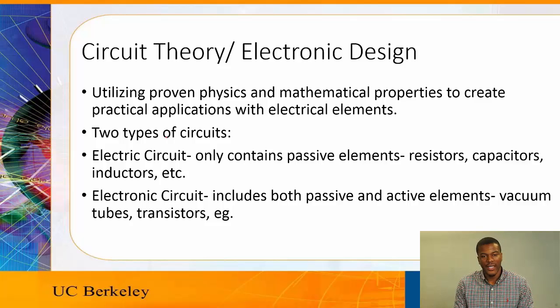An electric circuit only contains passive elements, which are resistors, capacitors, and inductors. Electronic circuits include both passive and active components, such as vacuum tubes and transistors.